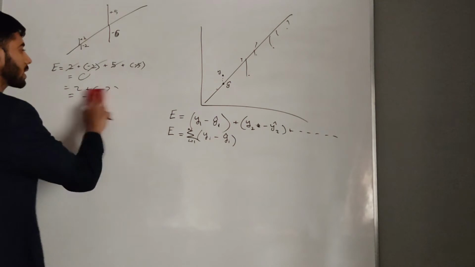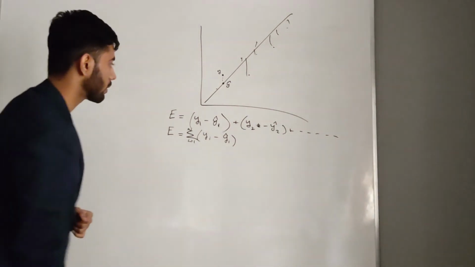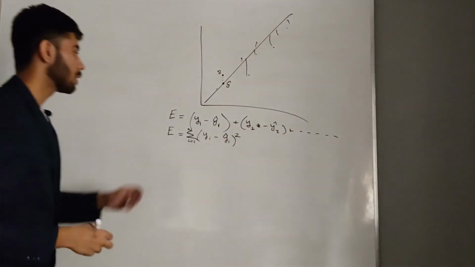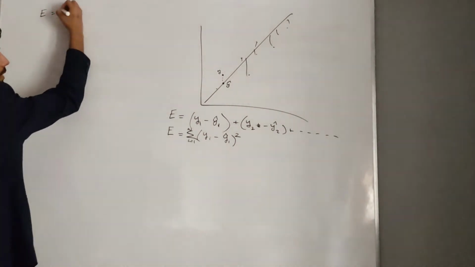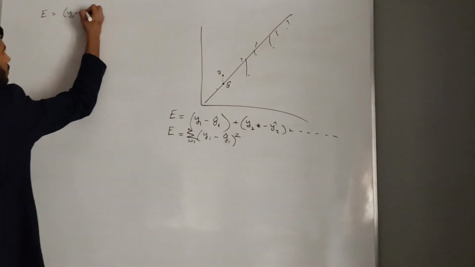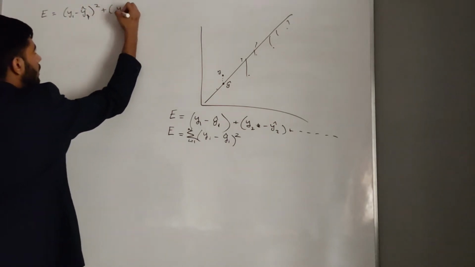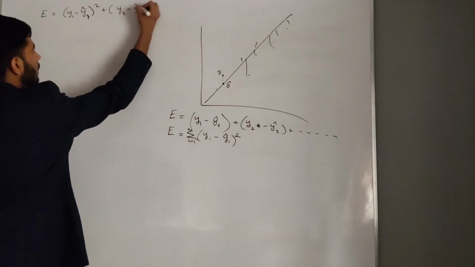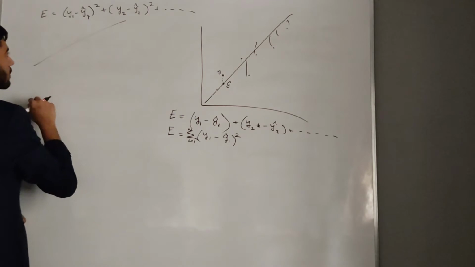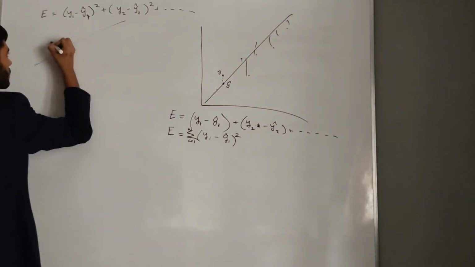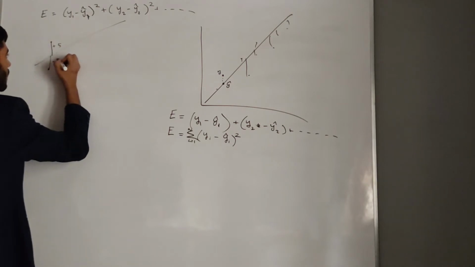So what I'm going to do is introduce a square term here. If I expand this, I'm going to get (y1 - y1 cap) whole square plus (y2 - y2 cap) whole square, and so on. Now if I have this regression line, suppose this error is plus 5 and this error is minus 5.